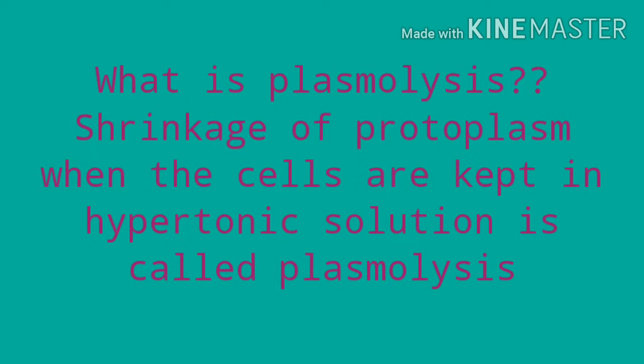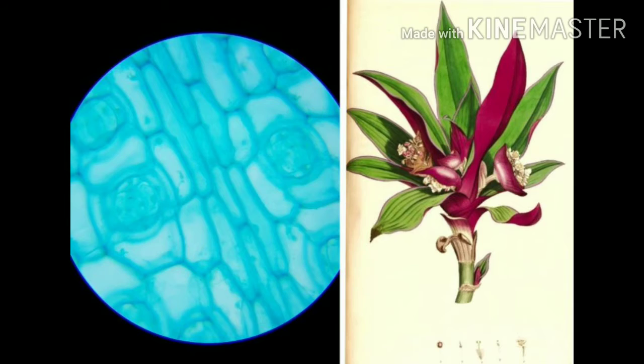What is plasmolysis? How can we define plasmolysis? Shrinkage of protoplasm when the cells are kept in hypertonic solution is called plasmolysis. Hypertonic solution means a highly concentrated solution. That is, the solution concentration must be high when compared to the cell concentration. That is called a hypertonic solution.